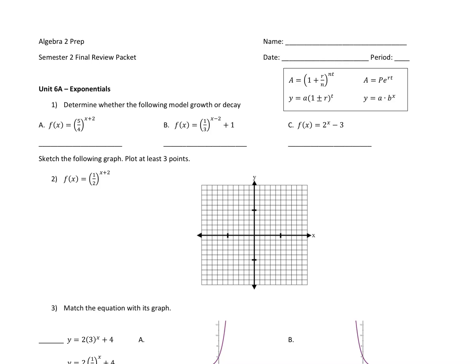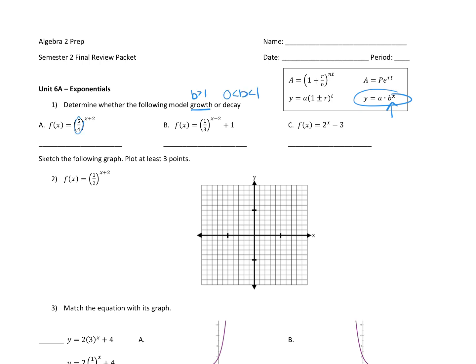In this video, I'll be going over the 6A section of the semester final review packet. So in this first section, they're talking about whether a model is growth or decay. If something is growth, that means the b value, we're thinking about this equation now, the number that's with the x, is greater than 1. If it's decay, it's between 0 and 1.